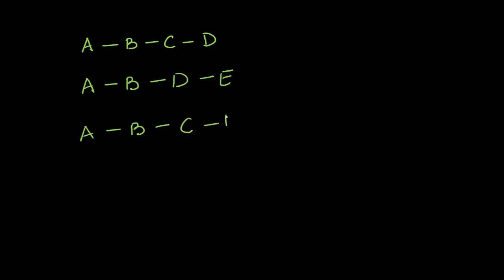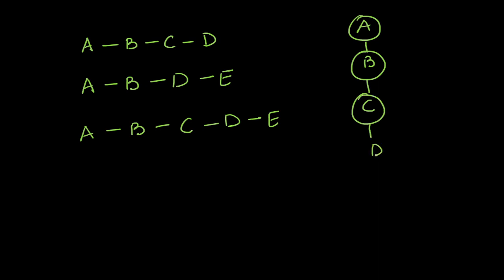A to B, B to C and C to D. Then we have A to B, B to D, D to E. And let's say we have A to B, B to C, C to D and D to E. मतलब अगर हम इसे draw करें, so we have A, B, C and D. And then we have A to B, then we have B to D, and then we have D to E. Okay. Then we have A to B, B to C, C to D, D to E.